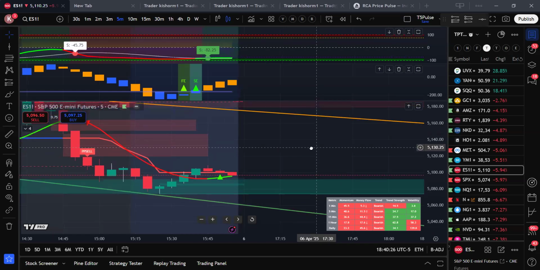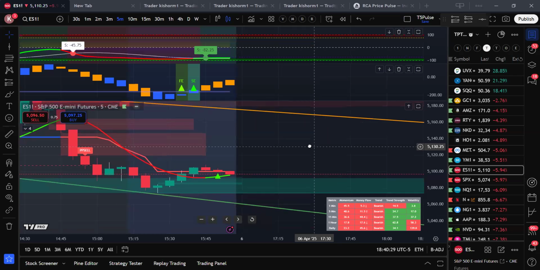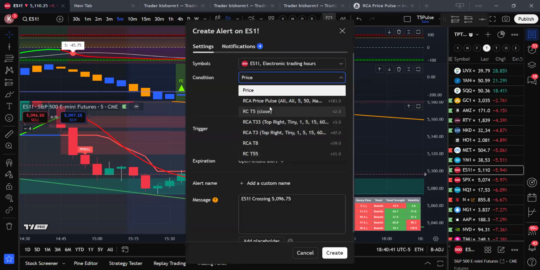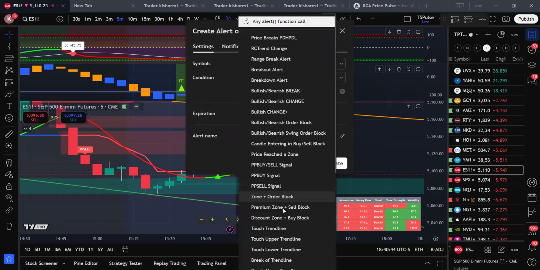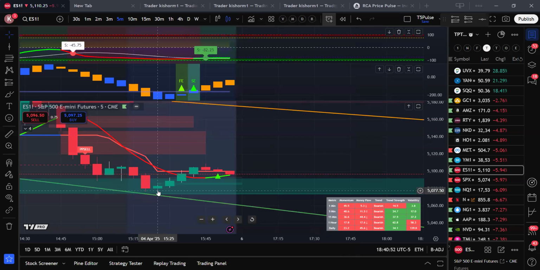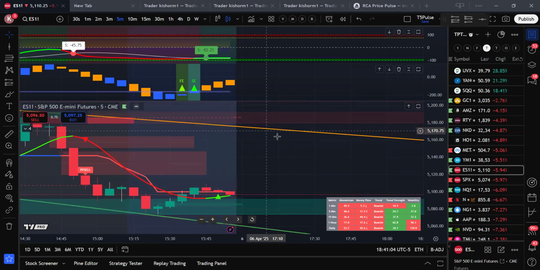Kishore, do you have any option to set up alerts based on the table? One alert you can do is price pulse. You can go to price pulse. One is whenever it touches the trend line, either at the bottom or top, you will get a notification that okay, now ES touches the trend line. If it touches the trend line and starts going up, and it is a bullish ticker, you can go long. If it is a bearish ticker, it touches the top trend line and starts going down, you can go and take a short.